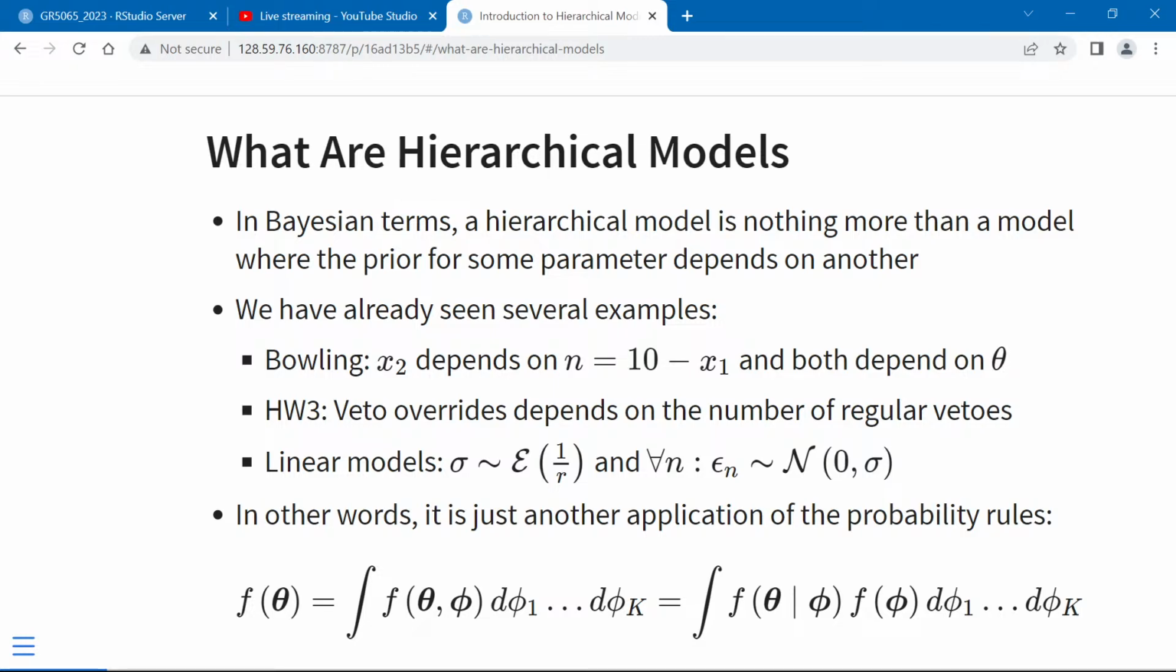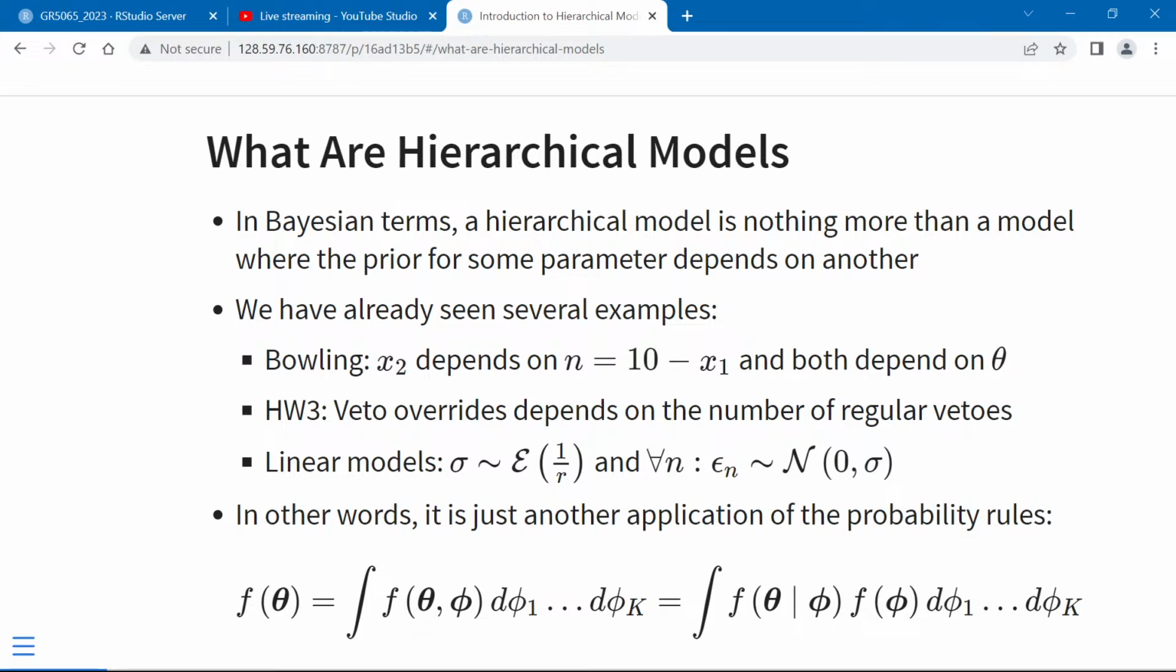So what are hierarchical models? So from a Bayesian perspective, which is the perspective we want to be looking at things from, a hierarchical model is nothing but a model where the prior for one parameter is conditional on some other parameter.